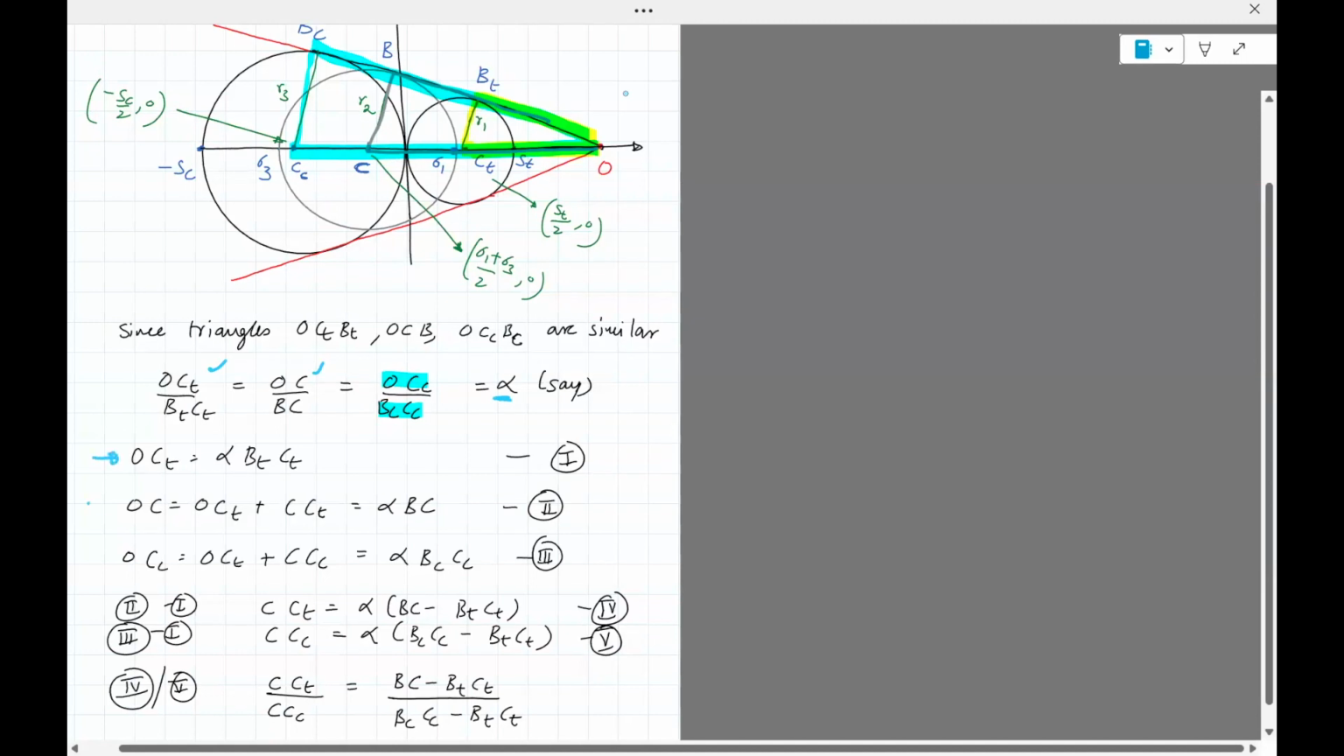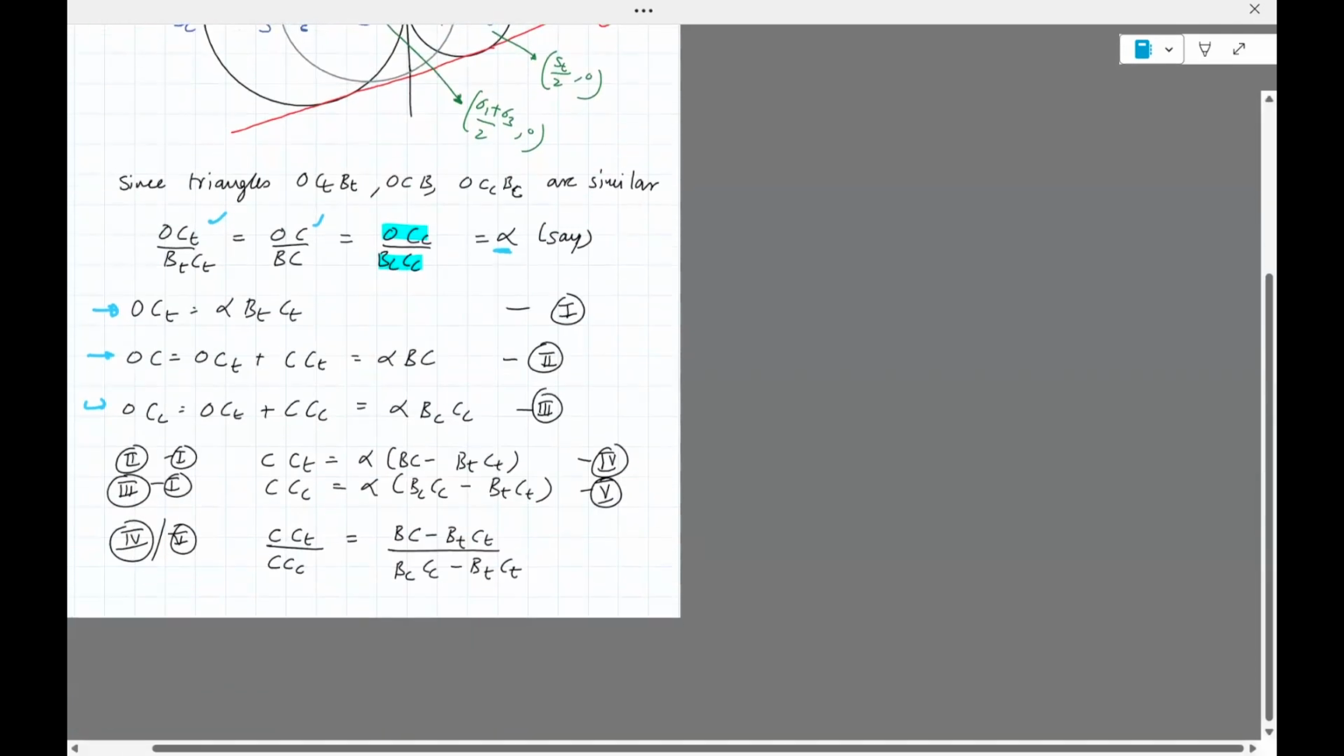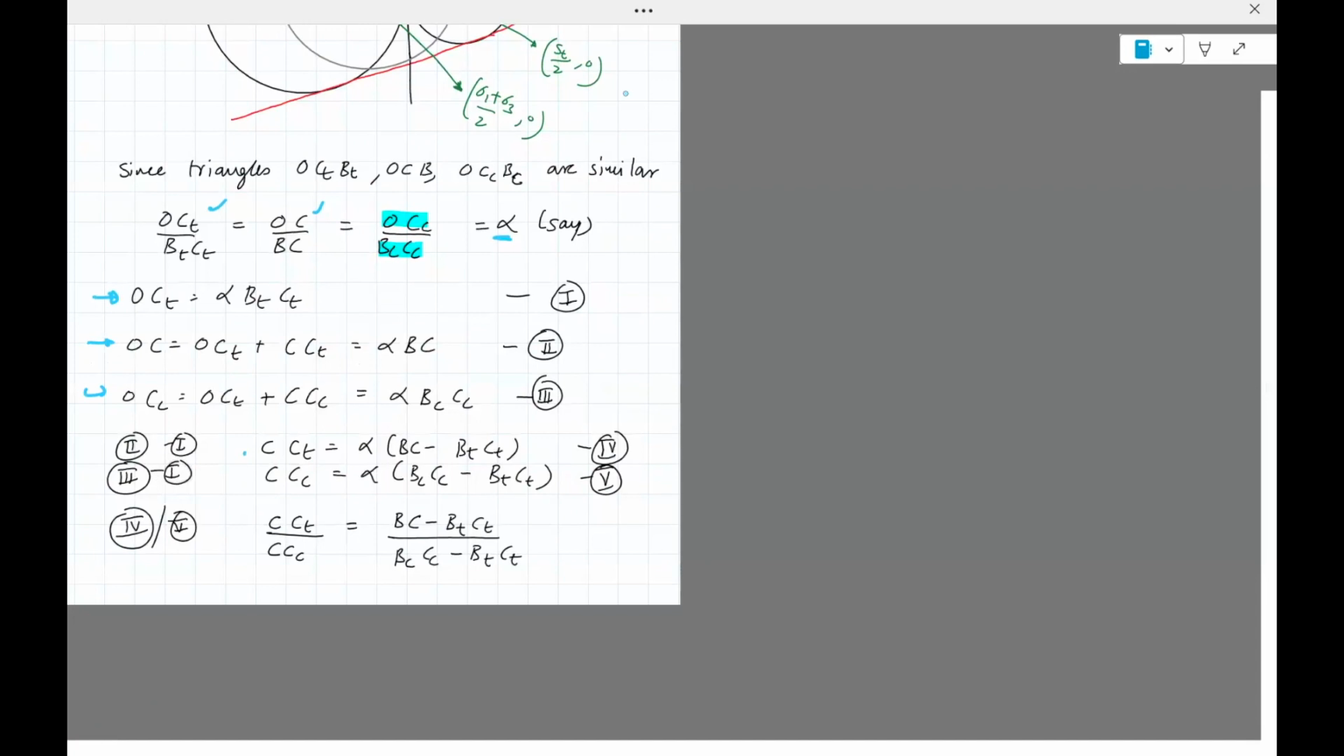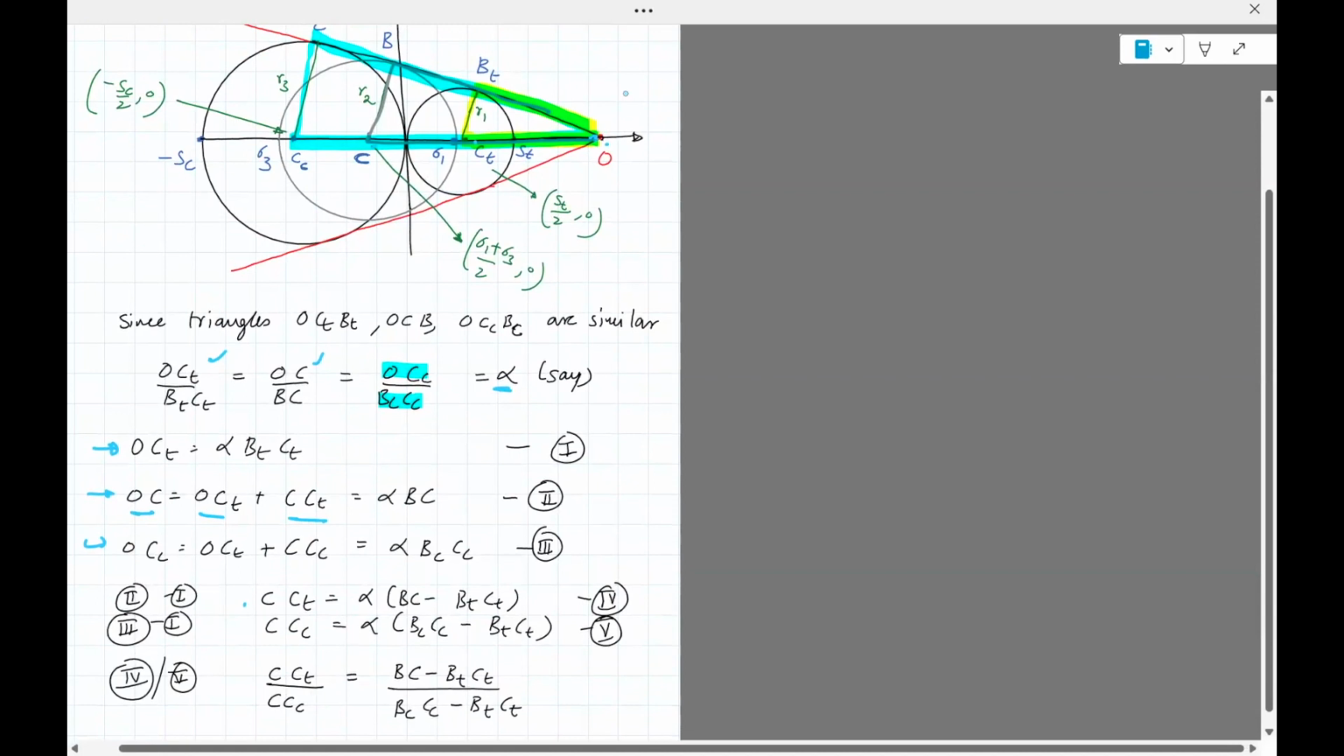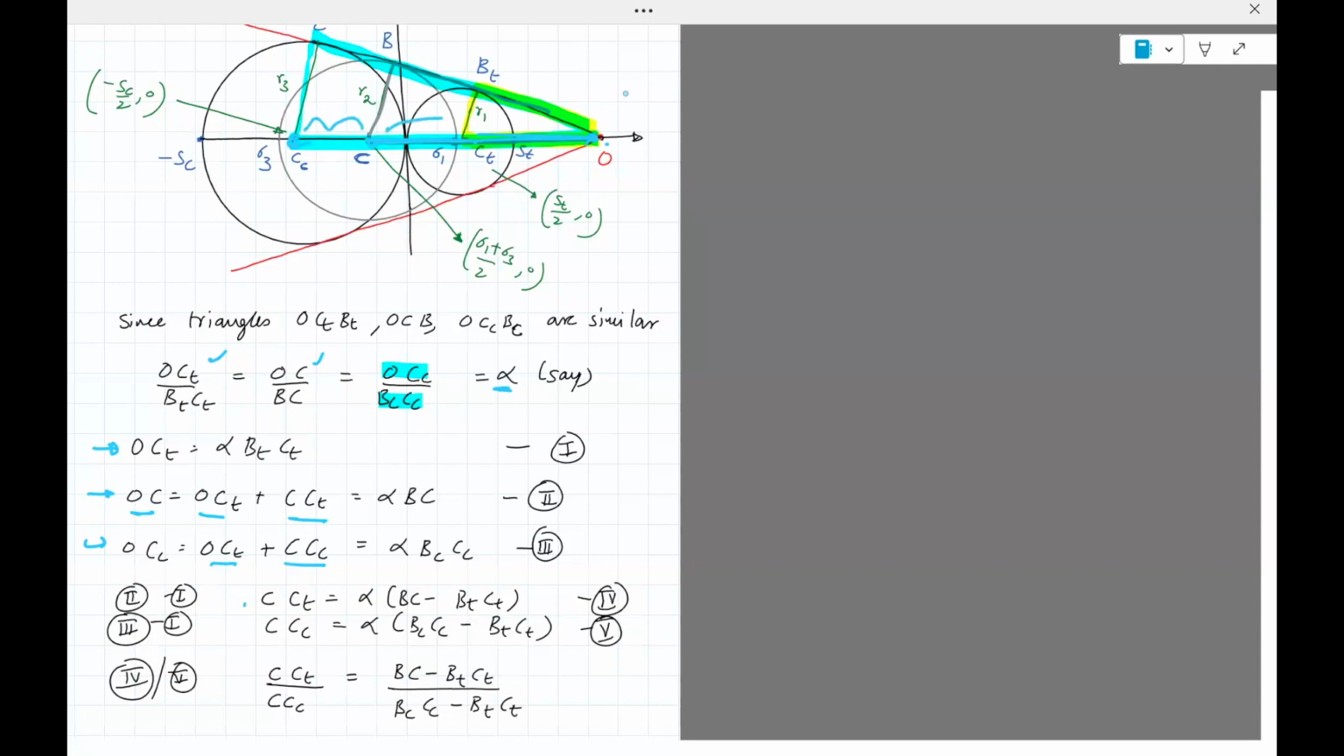I write down these equations for OC, OC_T, and OC_C. Then I write an expression for OC, splitting it as OC_T plus C_T C. So O to C is the sum of this part and this part. That's what I did, and I did the same thing for OC_C. O to C_C is this part and then this part.